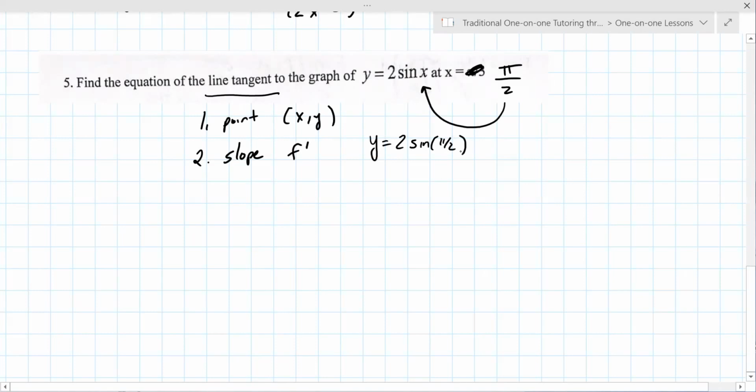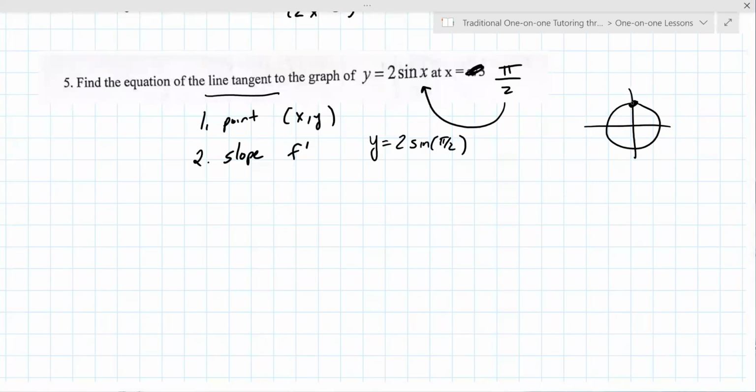Okay, pi over 2 is... 2, 1. It's up here in the circle. Oh, sine of that is the y value. So 1. Yes. So this becomes 2 times 1, which is 2. Good. Okay. So now you've got to take your derivative.